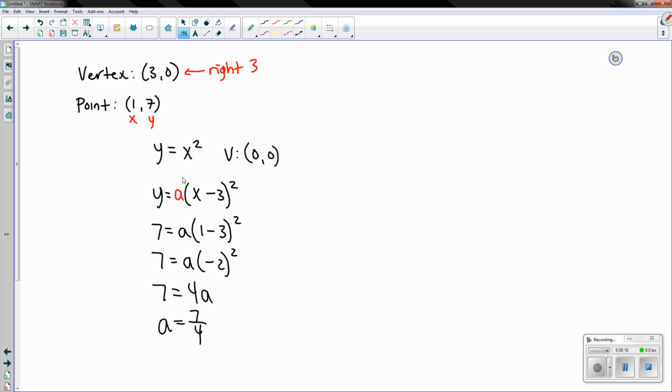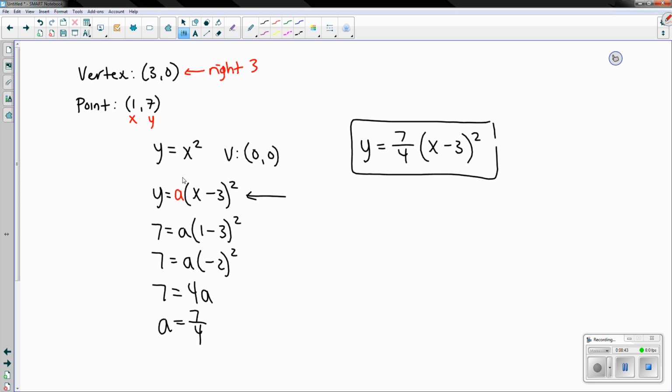So now we're just going to finalize this equation by substituting that a value back into our equation in this step. So we have 7/4, which would indicate we did have a vertical stretch by that scale factor of 7/4, and we're moving right 3 to get to the desired vertex of 3, 0. And here is the quadratic equation that passes through the points 1, 7 and 3, 0.